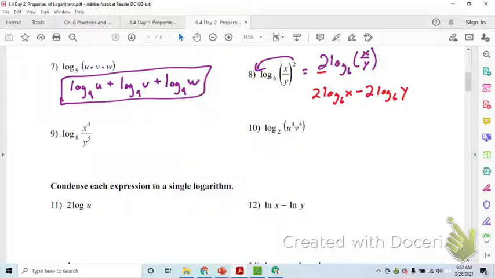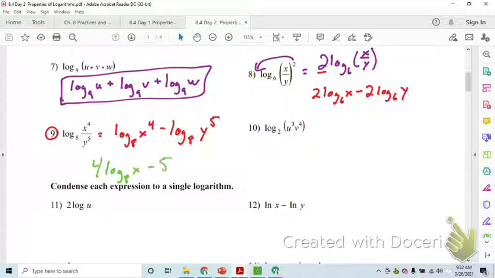All right, continuing on our endeavors. Let's see here. Just did one like that. Let's just, why not? Let's just jump ahead. So this one is, I'm going to go ahead and start by breaking it up and using the quotient rule. So it'd be log base 8 of x to the 4th minus log base 8 of y to the 5th. Then, you guessed it, I'm going to bring those exponents out front. So 4 log base 8 of x minus 5 log base 8 of y.